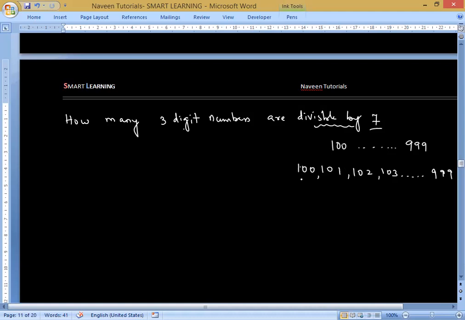So 100 will not go. Divisible means you should get the remainder 0. So 100 will not go. Again 101, does 101 go? 102, 103, 104, 105. Yes. How? 105, 7 fives are 35. Right? So 105 is divisible by 7. So I'll write 105 as the first term.